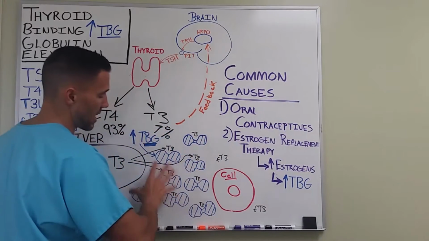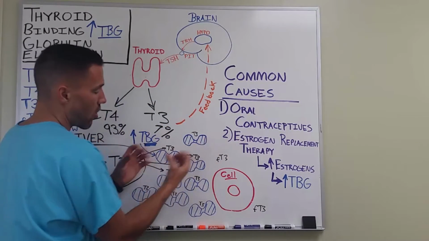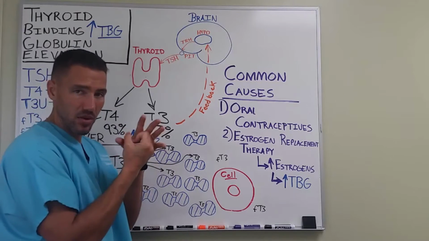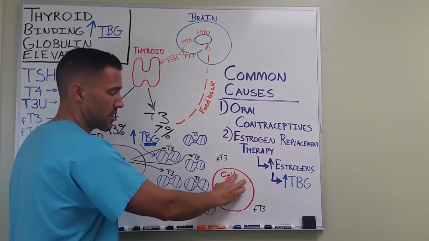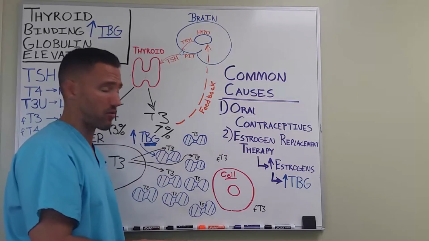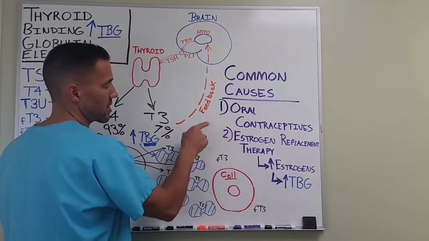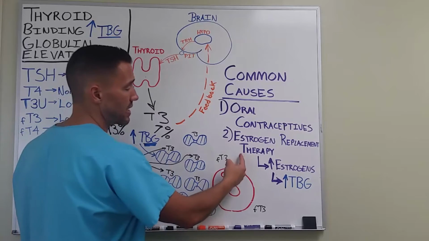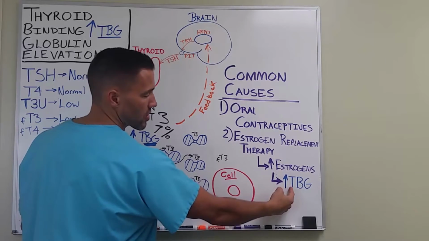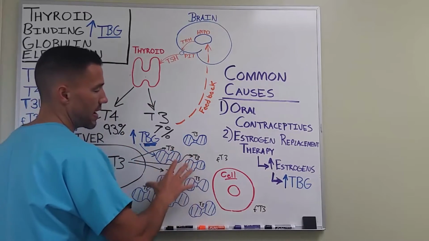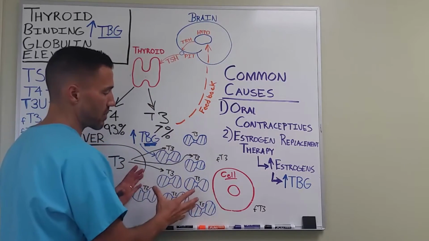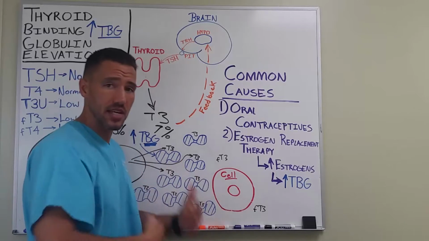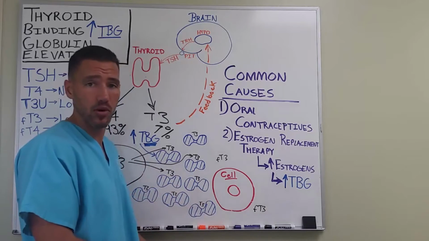So what causes you to have too many of these little proteins that hold on to the majority of the T3, keeping it bound so that it's not available for the cell, resulting in feeling hypothyroid? The most common things are oral contraceptives and estrogen replacement therapy. Basically, increased estrogens increase these thyroid binding globulins. And so when you have an increase in these thyroid binding globulins, there's just not enough hormone free floating for the cells to use to drive cellular metabolism, so you feel hypothyroid.